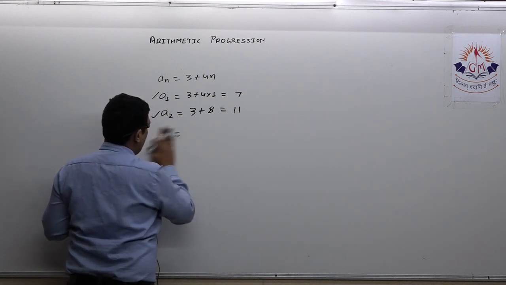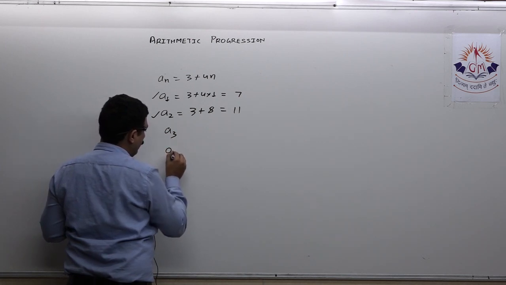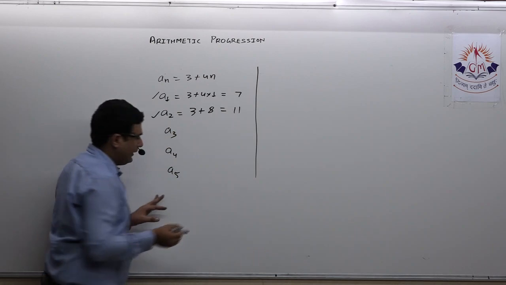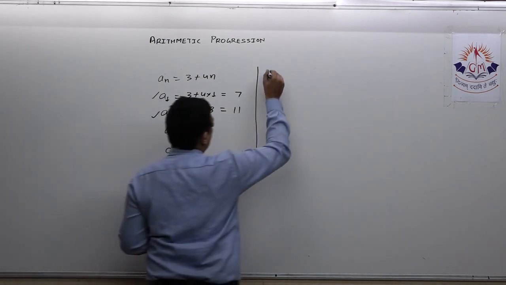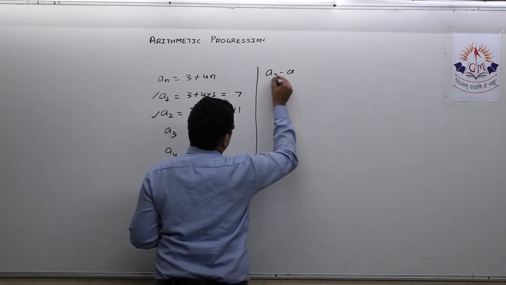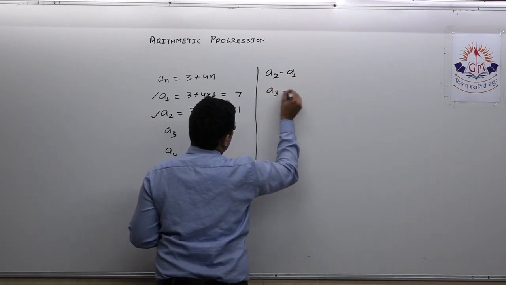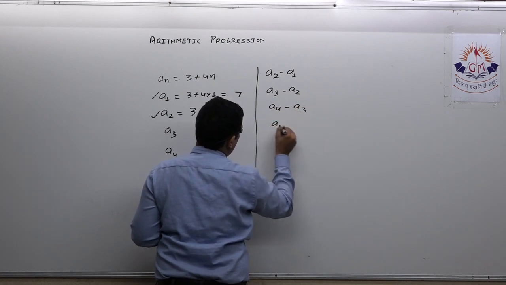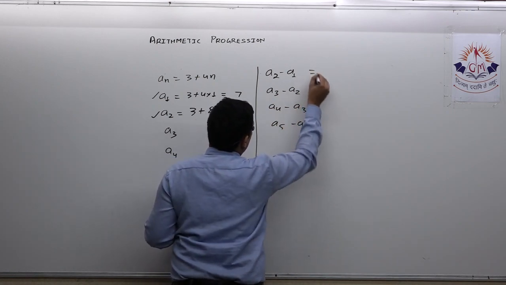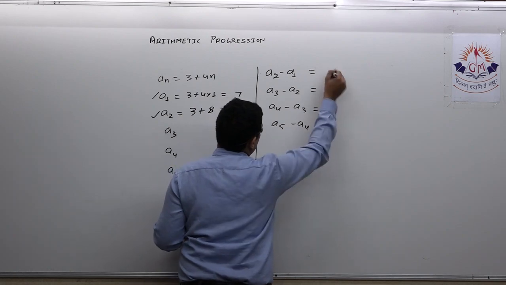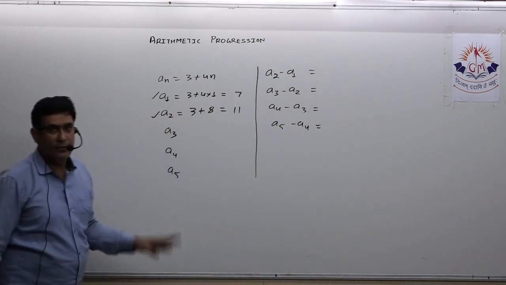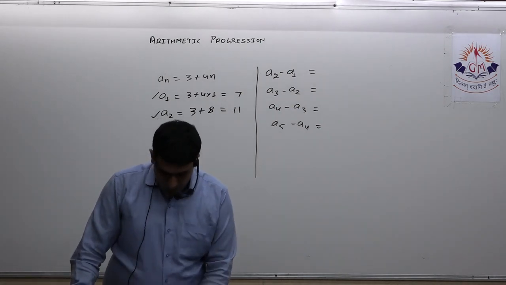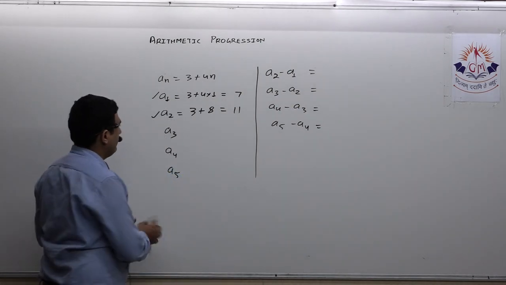Or I can find a3, then a4, then a5. After obtaining a1, a2, a3, a4 and a5, now I will find a2 minus a1, then a3 minus a2, then a4 minus a3, then a5 minus a4. If all these values are same, then definitely the given expression will be an AP.